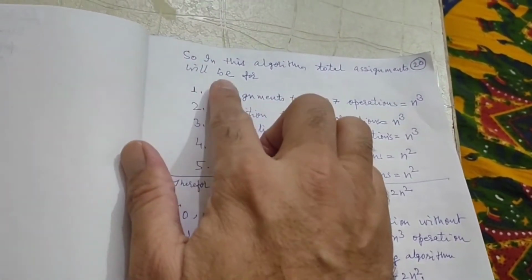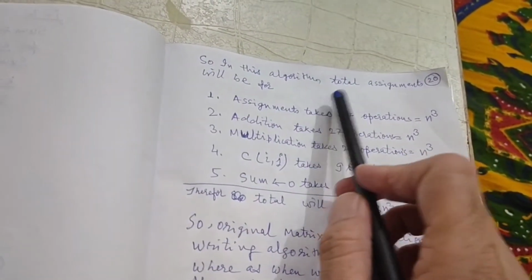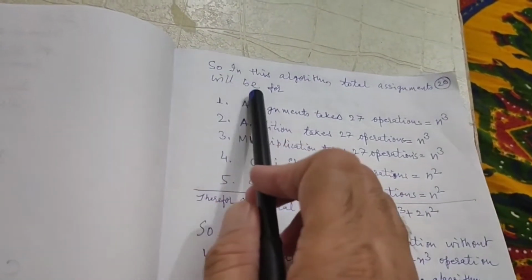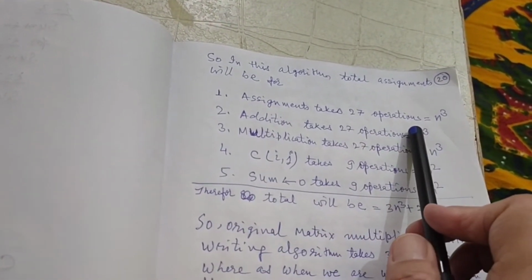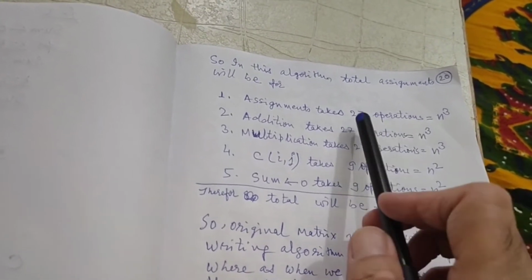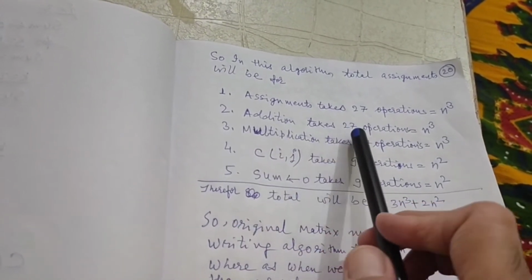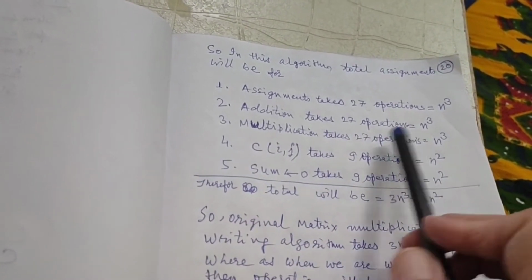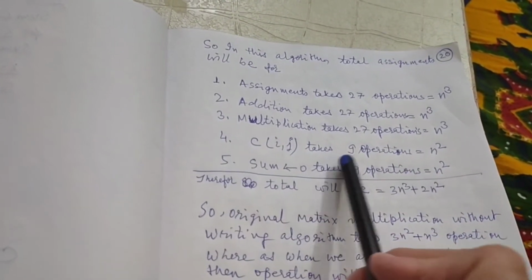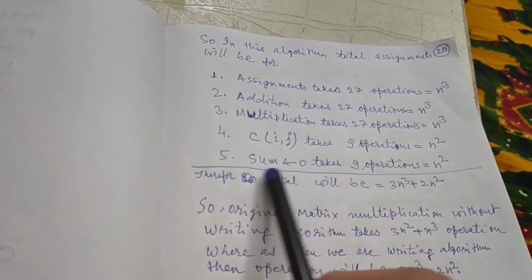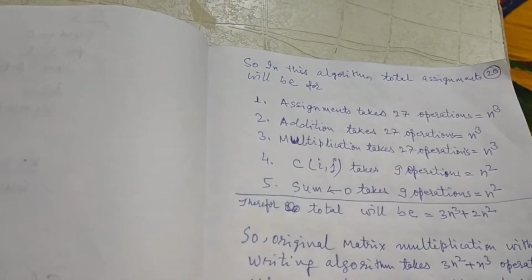So in this algorithm, total assignments will be, for assignment takes 27 operations. Addition takes 27 operations. Multiplication takes 27 operations. Cij takes 9 operations. Sum takes 9 operations. Now let us observe again.